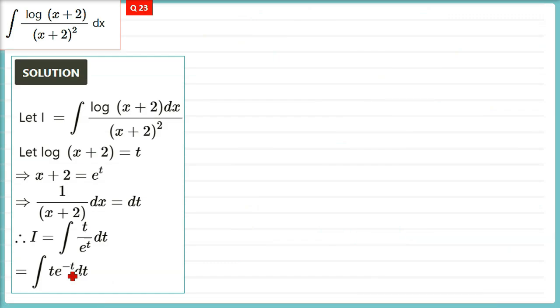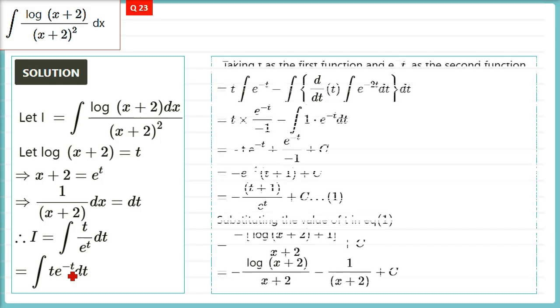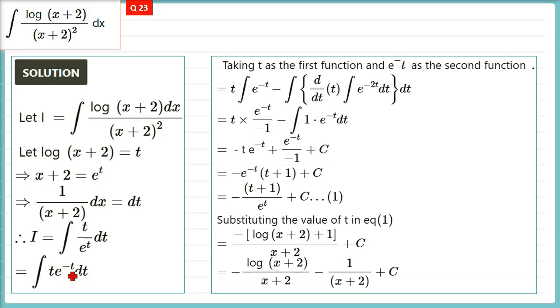There are certain log and exponential things which I explained that will be used here immensely. And that's how you have to do this, taking t as the first function, e raised to minus t as the second function, and the substitution also.